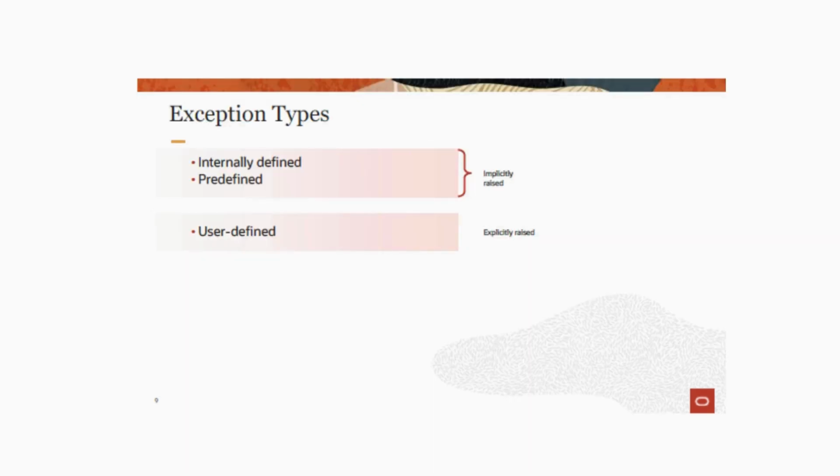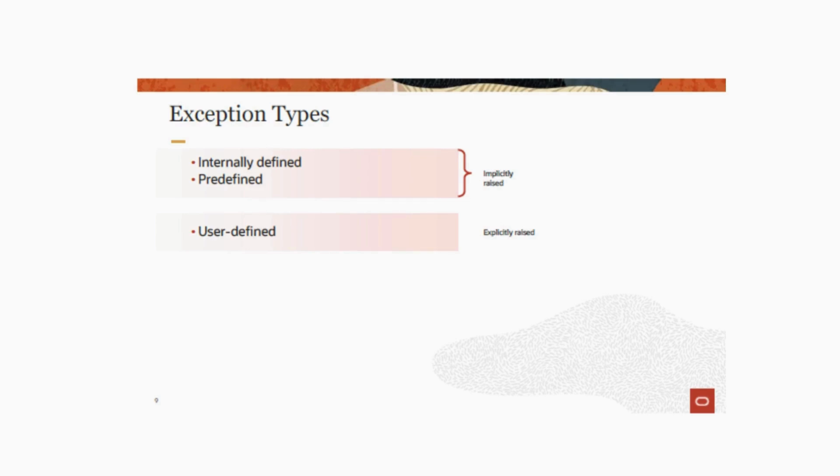Internally defined ORA-N errors, which are implicitly raised by the runtime system. You can explicitly give names to these exceptions and write the corresponding exception blocks. Predefined exceptions are declared globally in the package STANDARD. They have predefined names such as invalid_cursor, case_not_found. You write an exception block in the exception section with the name of the predefined exception.